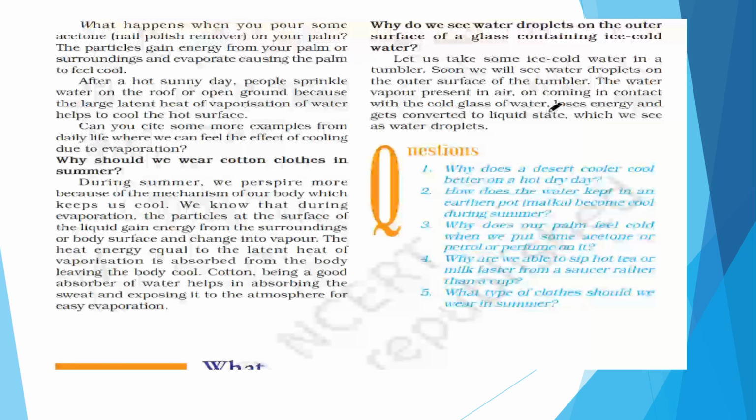What happens when you pour some acetone or nail polish remover on your palm? What do you feel? You will feel that the hand has become cool. The particles gain energy from our palm or the surroundings and evaporate gradually, so our hand feels cool. This is a very common experiment. When you put nail polish remover on your hand, you will see that it takes energy from your palm or from the surroundings to evaporate, causing the palm to feel cool.